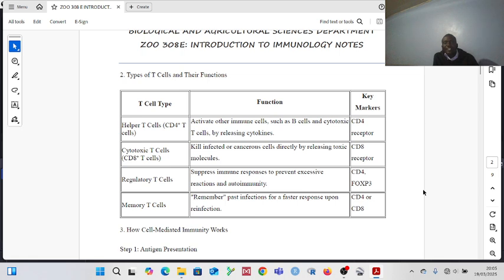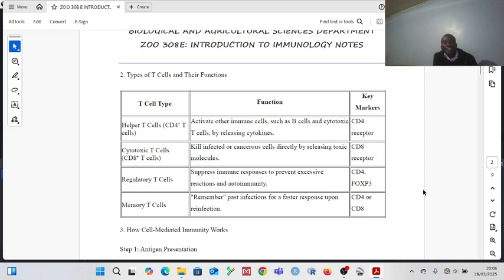These ones, they activate other immune cells. Other immune cells in this case include B cells and the cytotoxic T cells, and these immune cells are activated when the helper T cells release cytokines. So helper T cells activate immune cells by releasing cytokines.